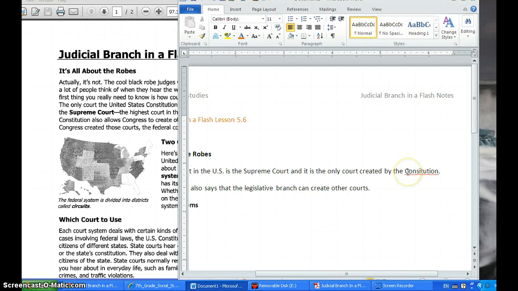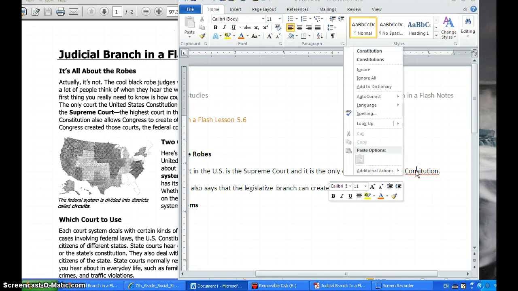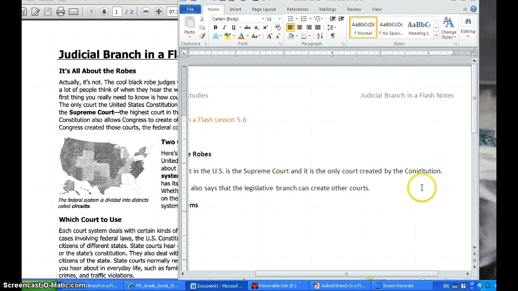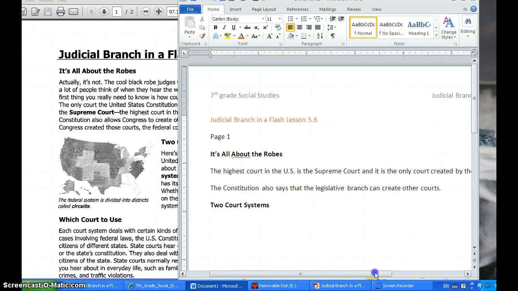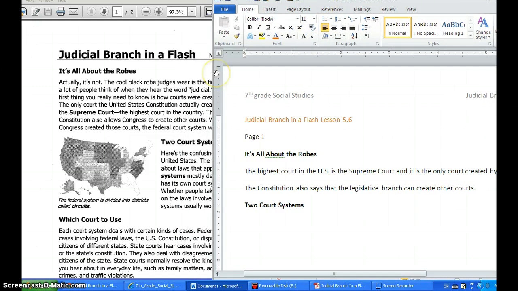Now, this is something that students maybe overlook when they do their assignments. They don't spell check. This little red squiggly line means that I spelled Constitution wrong, so I'm just going to go ahead and correct it here. The second sentence I wrote was, the Constitution also says that the legislative branch can create other courts. So I put these sentences in my own words.